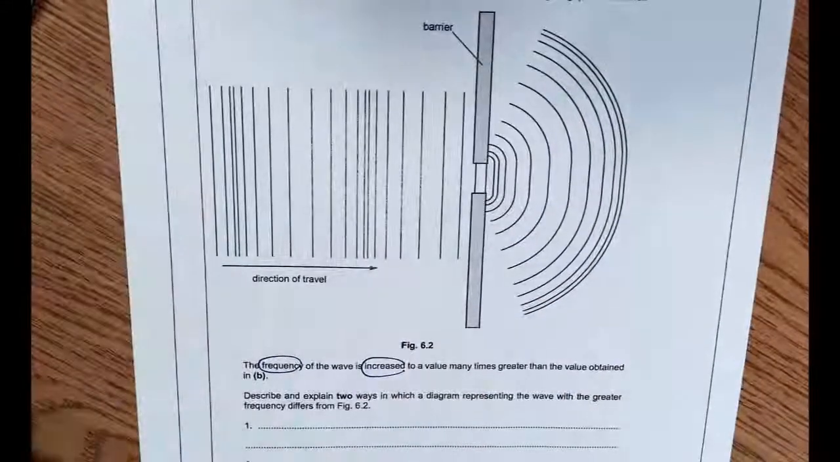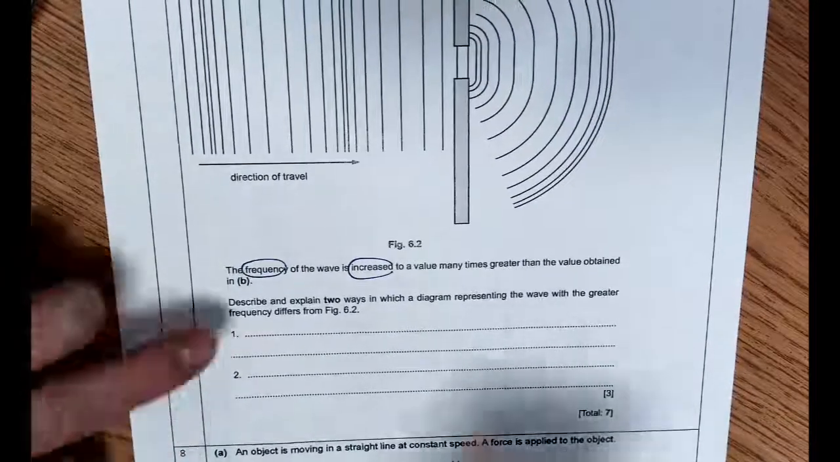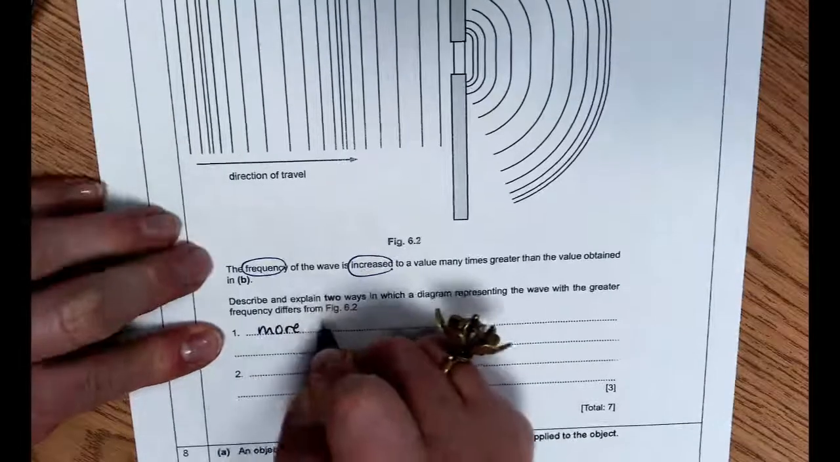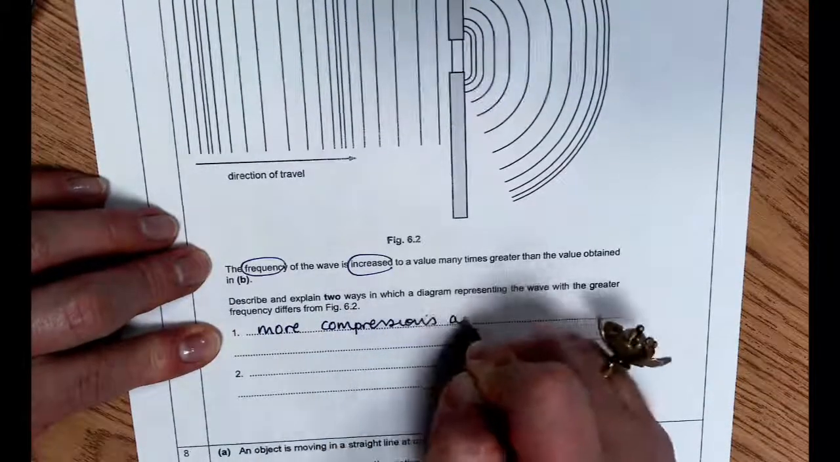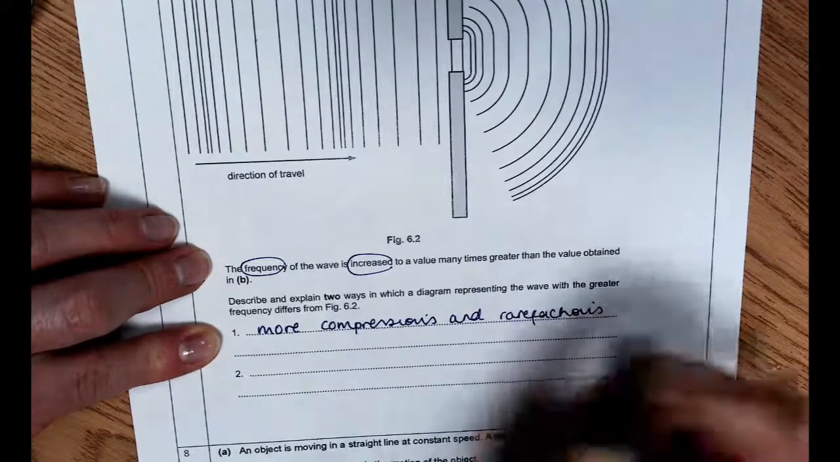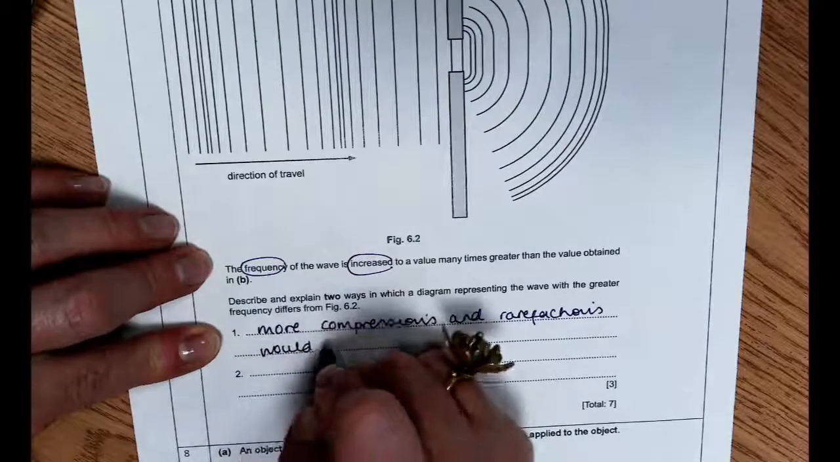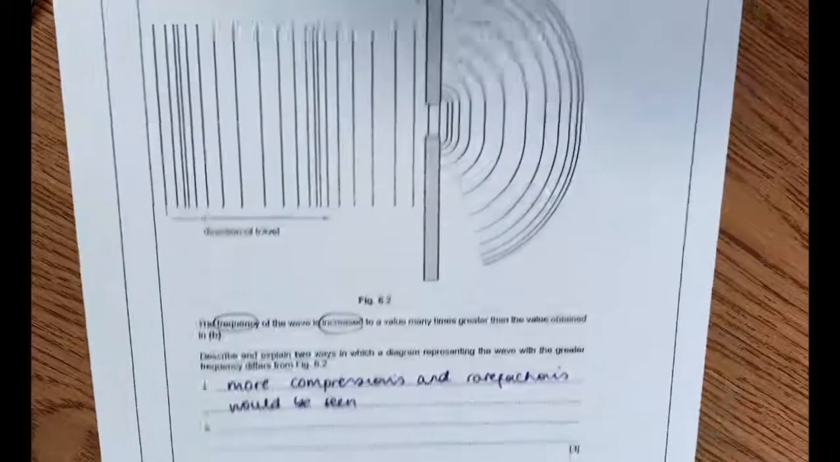Okay, so we're going to say, firstly here, more compressions and rarefactions would be seen. Because it's asking about how the diagram would look different.